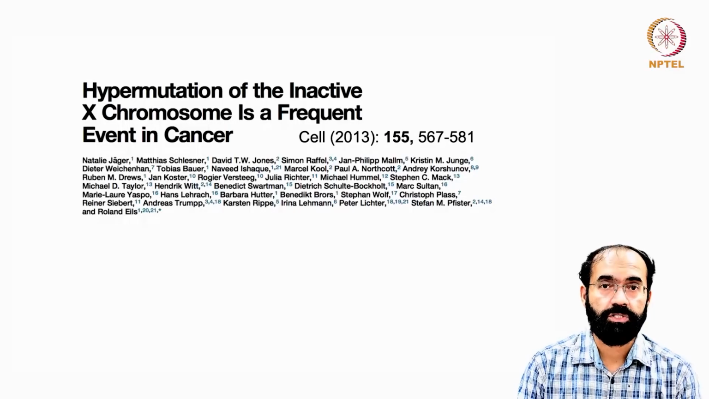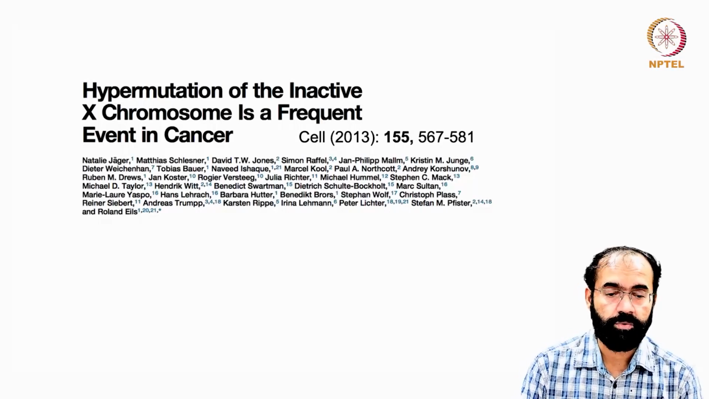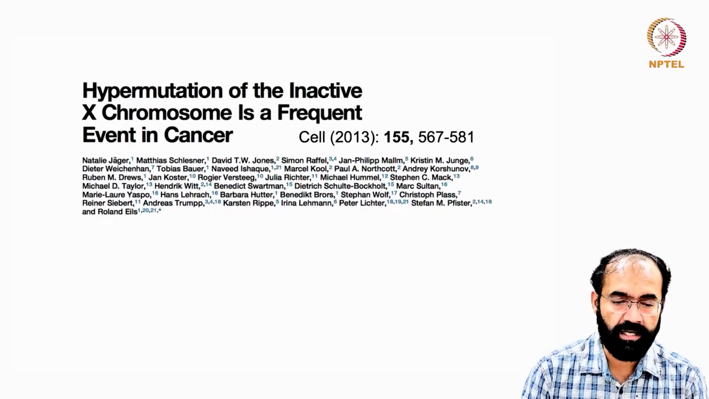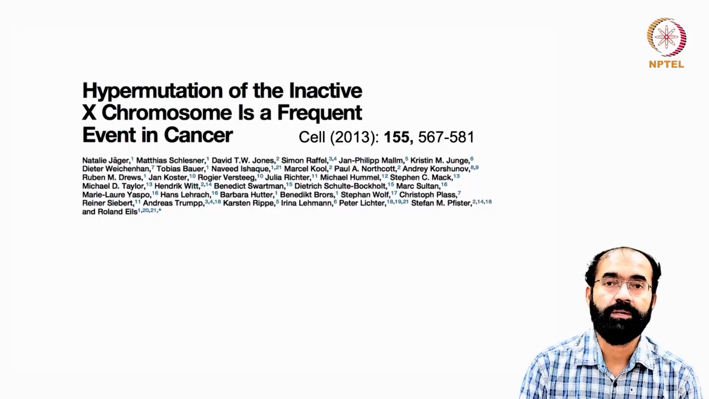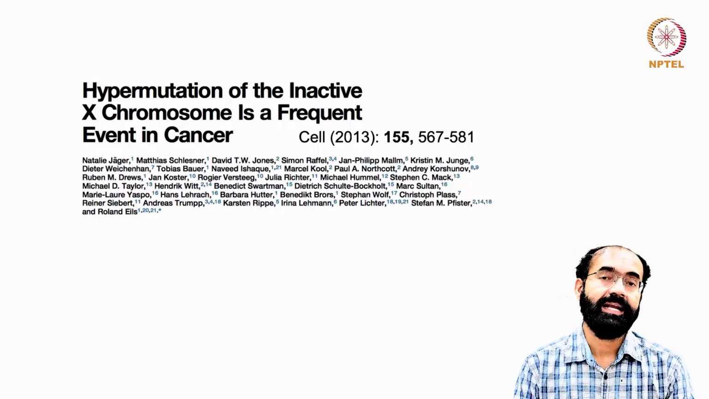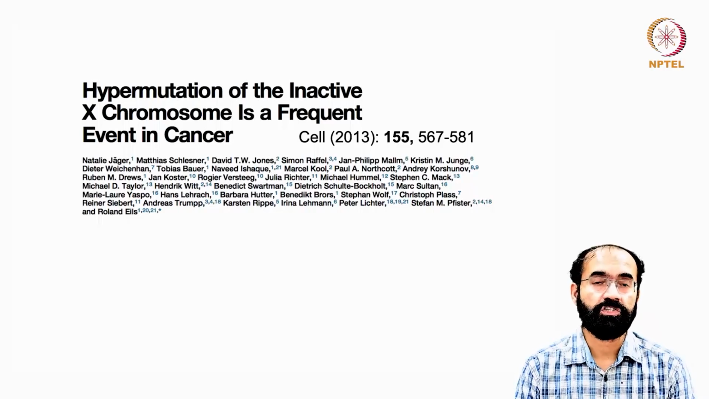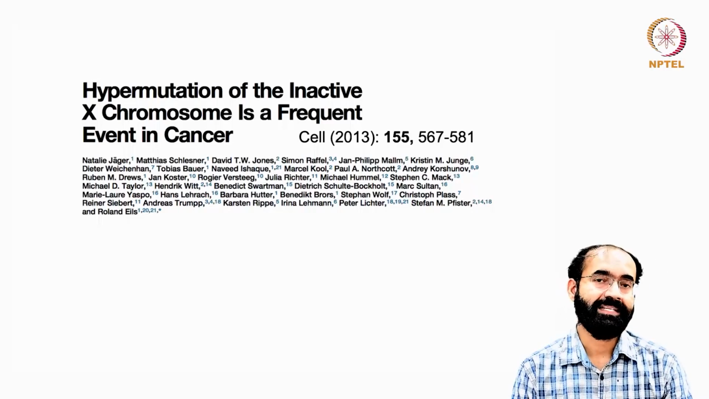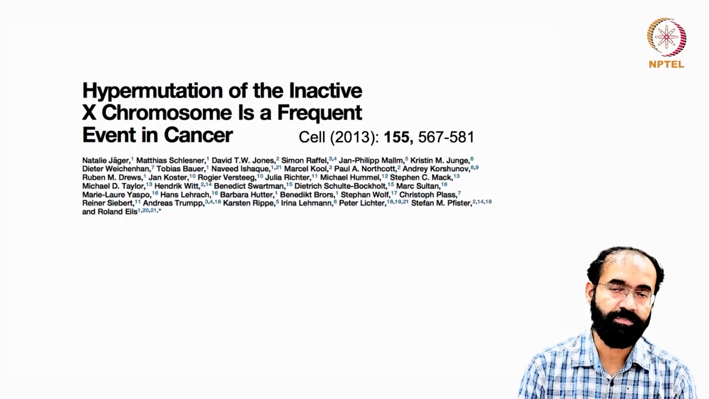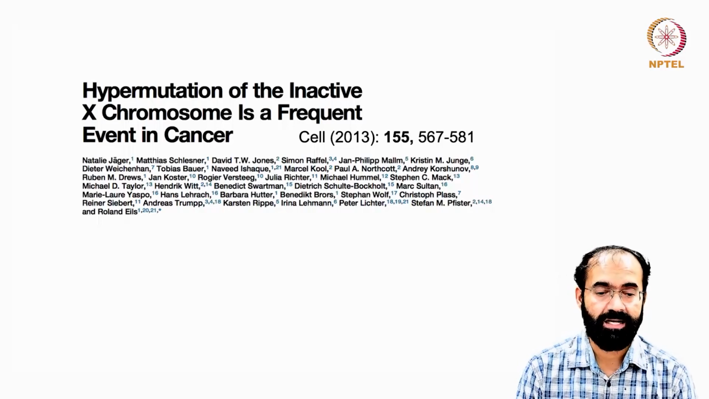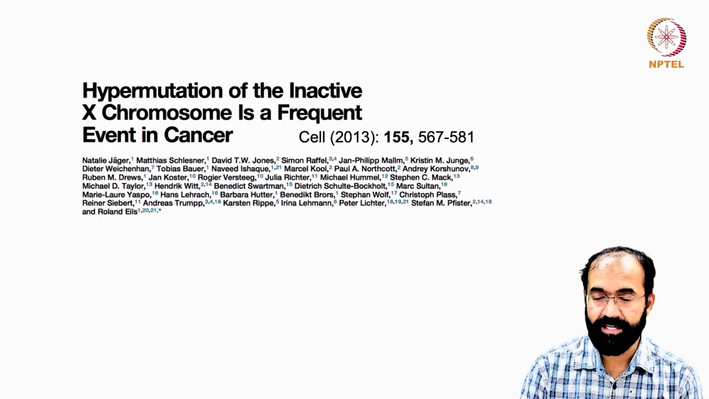Those who are interested to know more about the importance of the X inactivation center can read this article published in Cell a few years ago, and this paper discusses one more important thing: the mutation rate is seen to be very high in the inactive X chromosome, the so-called Barr body, which is meant to be non-functional, accumulating lots of mutations compared to its counterpart. The active X chromosome has fewer mutations, just like any other normal chromosome, whereas this inactive X chromosome accumulates lots of mutations, and we call it hypermutation.